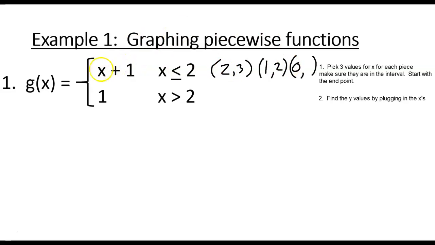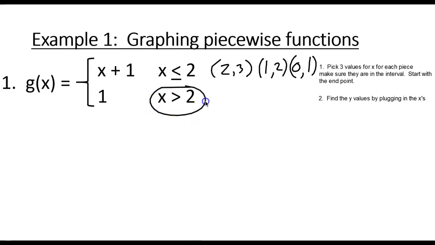And then we're going to do one more. We're going to plug 0 in here. And 0 plus 1 gives me 1. So I've got my 3 points. Now, we're going to repeat that for the other one down here. So we have another piece that we need to do that for. So let's go ahead and do that for this next piece.